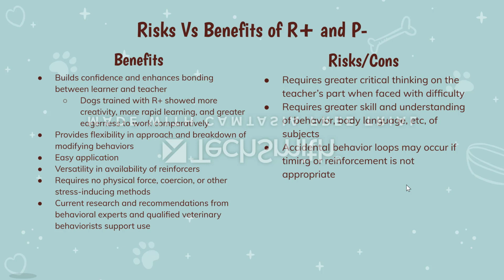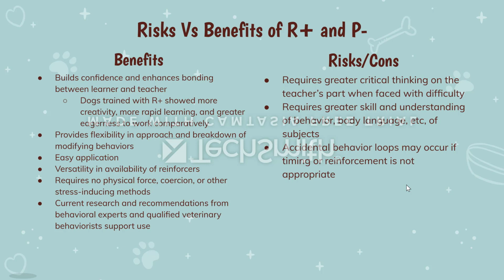Now, our risks versus benefits of positive reinforcement and negative punishment. So our positive reinforcement builds confidence and it enhances bonding between the learner and the teacher. Our negative punishment is really just a backup quadrant when it comes to the use of positive reinforcement, as much as it reasonably can be. Again, accidents happen, and the subject is the one who determines what is and is not reinforcing. But we're focusing really more on preventing unwanted behaviors and reinforcing the wanted behaviors.